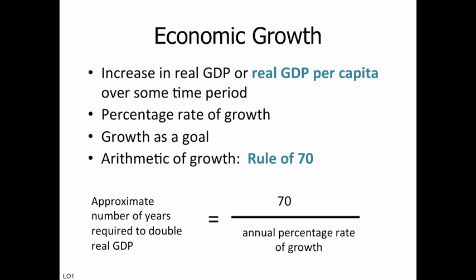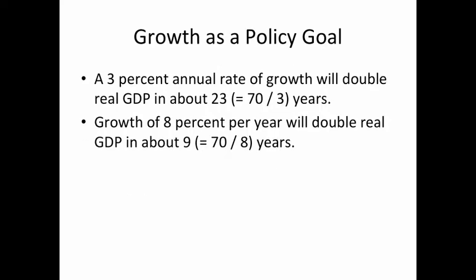And the rule of 70 tells us, based on an annual percentage rate of growth, the approximate number of years required to double real GDP. So if an economy grows at X% each year, how long would it take that economy to double its real GDP value? So what you do here, it's called the rule of 70, because you take 70 and you divide into that this annual percentage rate of growth. And again, when you do that, it gives you an approximation of how many years it will take for the economy to double its real GDP.